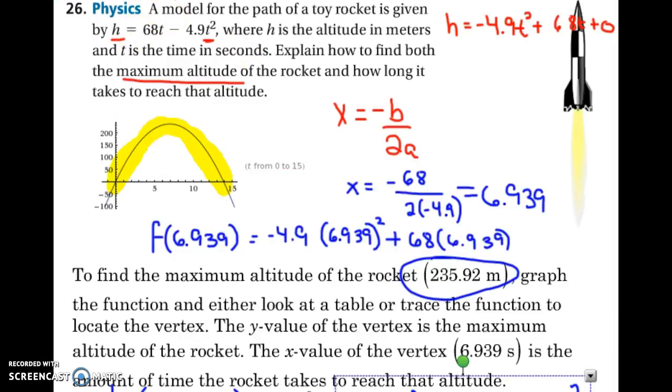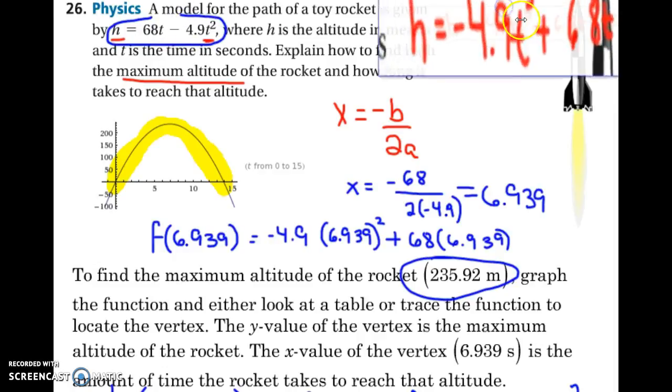Problem 26, they're asking us about a rocket, and they give us the formulas for the rocket. They want to know how long it takes to get to the highest altitude and how high it goes. So in this problem, they're asking for the vertex. So we're going to find the axis of symmetry. So I need to rewrite this in the correct form. So here's the correct form so I can figure out my a, b, c.